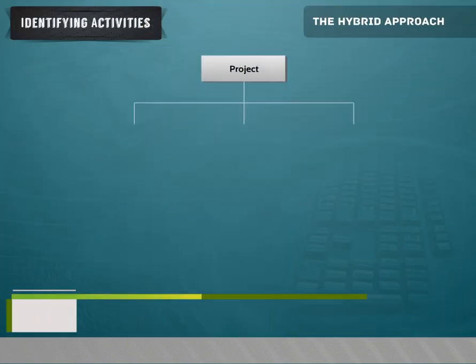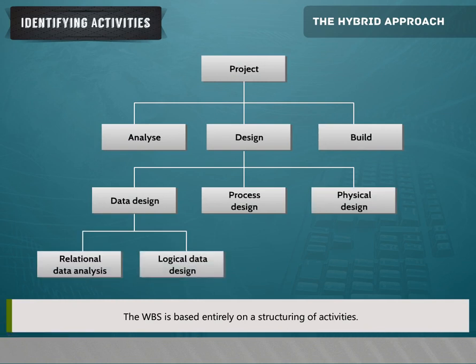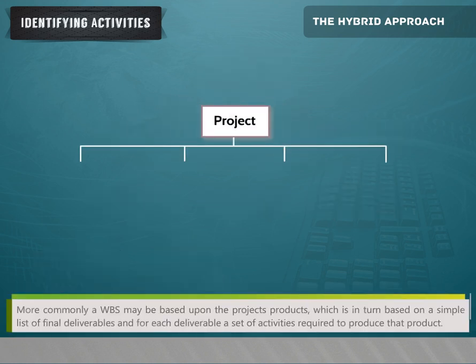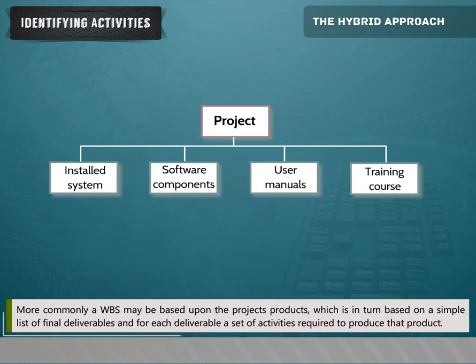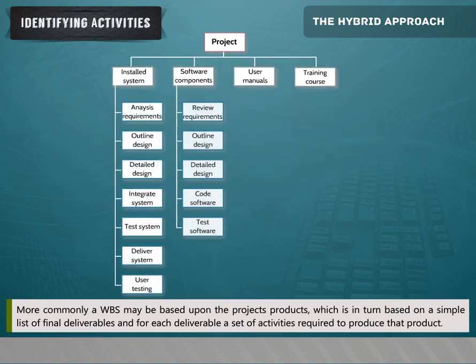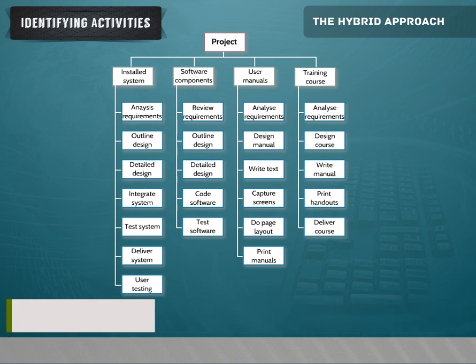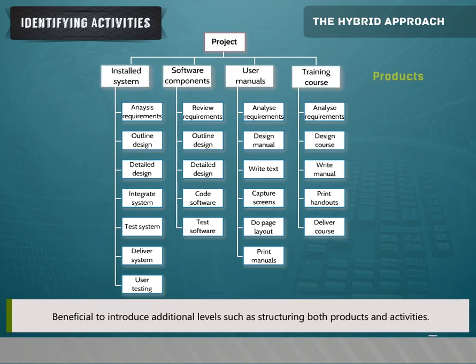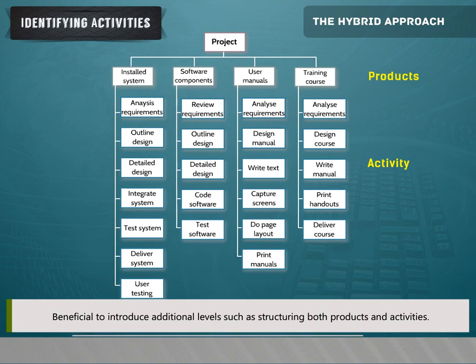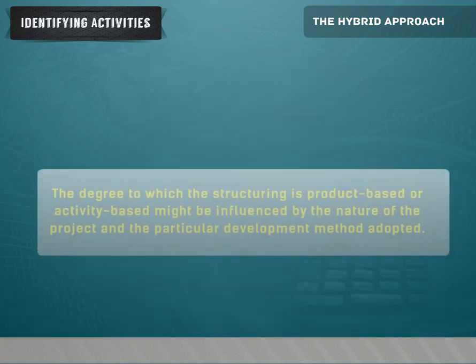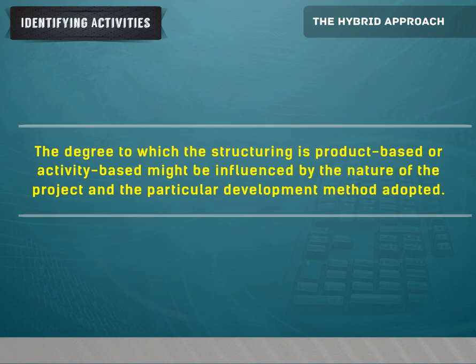The hybrid approach, WBS illustrated, is based entirely on structuring of activities. More commonly, a WBS may be based upon the project's products as illustrated, which in turn is based on a simple list of final deliverables and, for each deliverable, a set of activities required to produce that product. It may be beneficial to introduce additional levels structuring both products and activities. The degree to which the structuring is product-based or activity-based might be influenced by the nature of the project and the particular development method adopted.